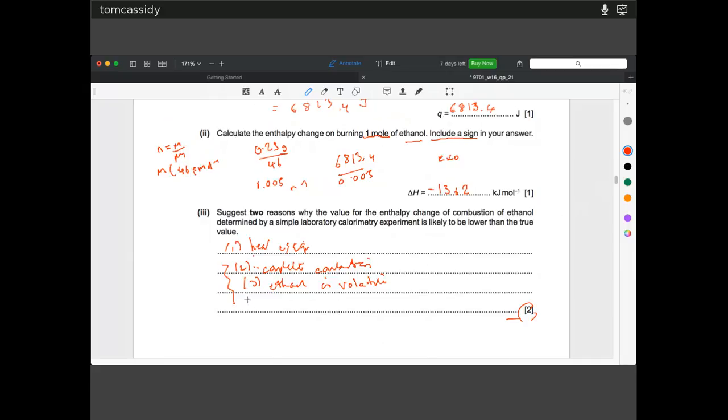And finally, and this is a little bit esoteric, these kinds of experiments should be carried out at a constant volume.